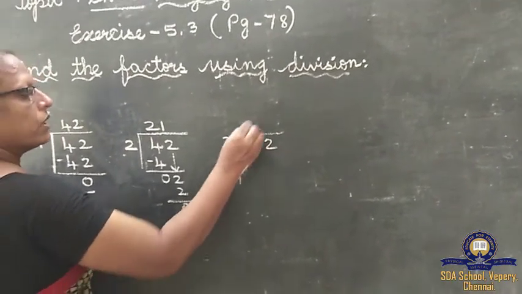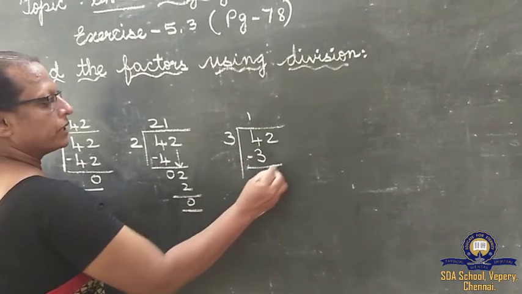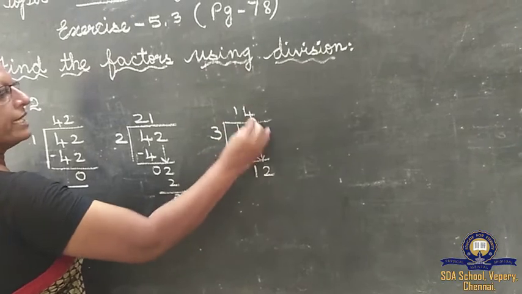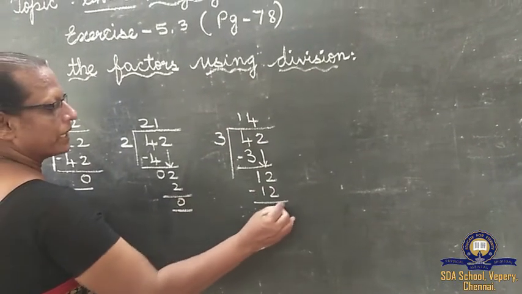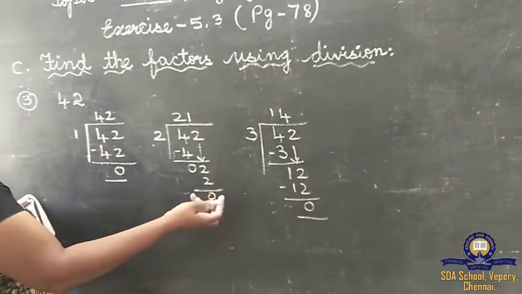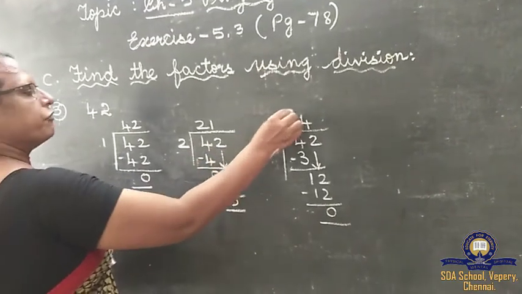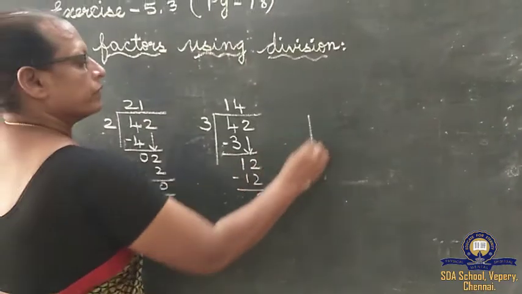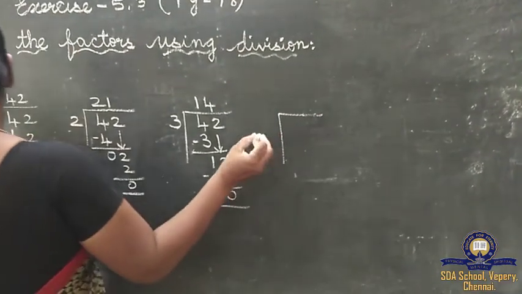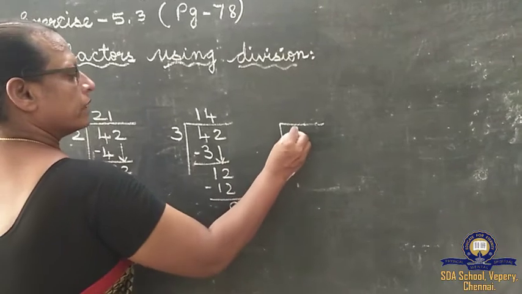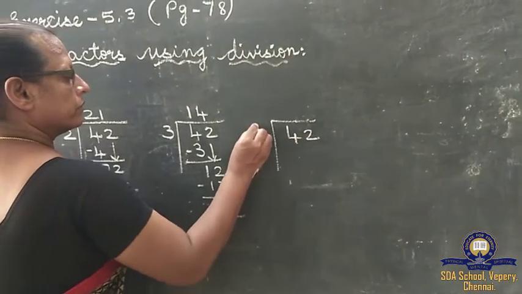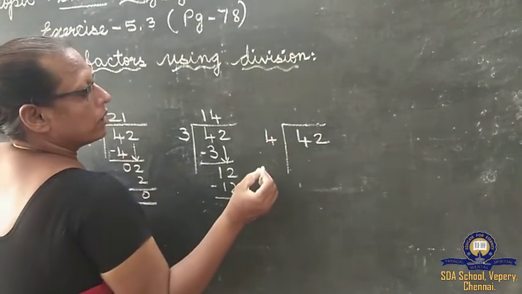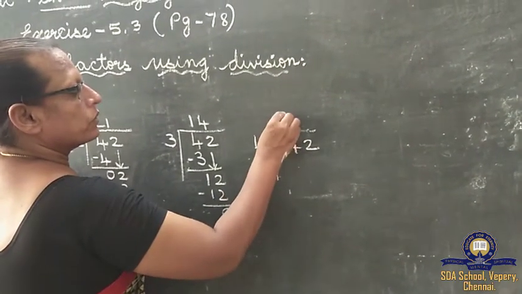Okay, does the 3 table go? We will find out. 42, 3. 1 3 is 3. Remainder 1. You have to bring down this 2. So it becomes 12. So 4 3s are 12. So 12 minus 12, 0. So in the 3 table it goes, and in the 14 table also it goes. And then can we find the 4 table, children? In the 4 table, 42. It doesn't go, isn't it?